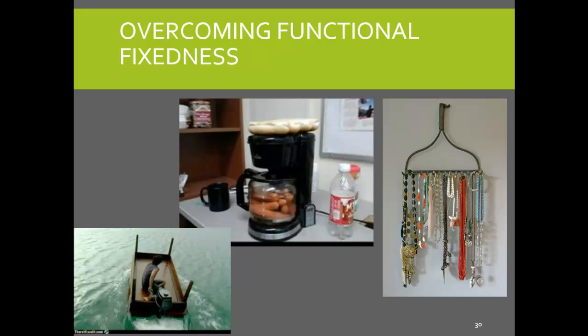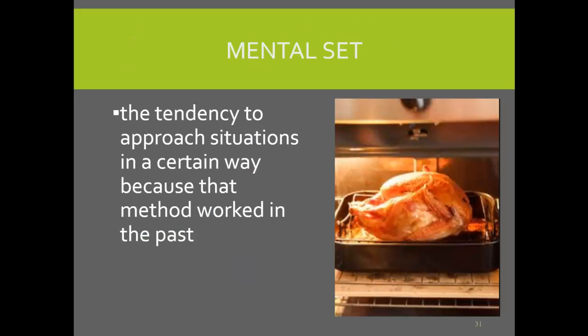So let's say you're in a dorm in college and you want to heat up hot dogs, but you don't have a microwave. You have a coffee maker. So heating up the water, and it's kind of gross, I think, to put hot dogs in your coffee maker and then drink coffee later. Make sure you rinse it out. But that would be overcoming functional fixedness. This person who's made a boat out of a dining table, and that's actually a rake that they've turned into a jewelry holder. So all of those would be examples of overcoming functional fixedness.